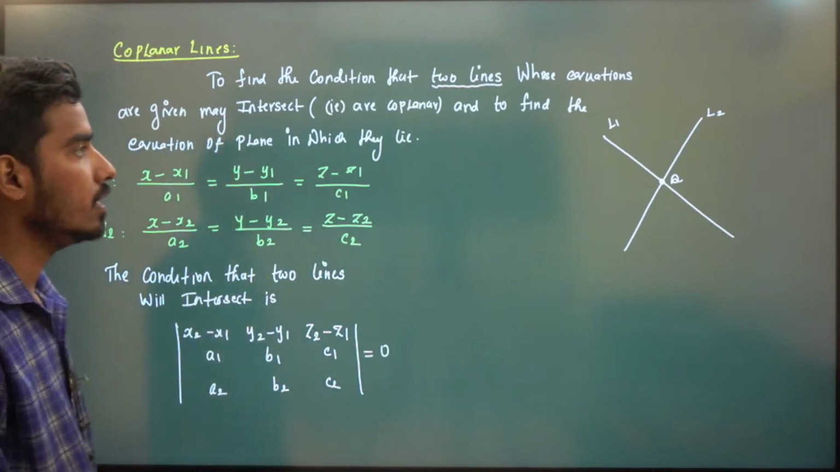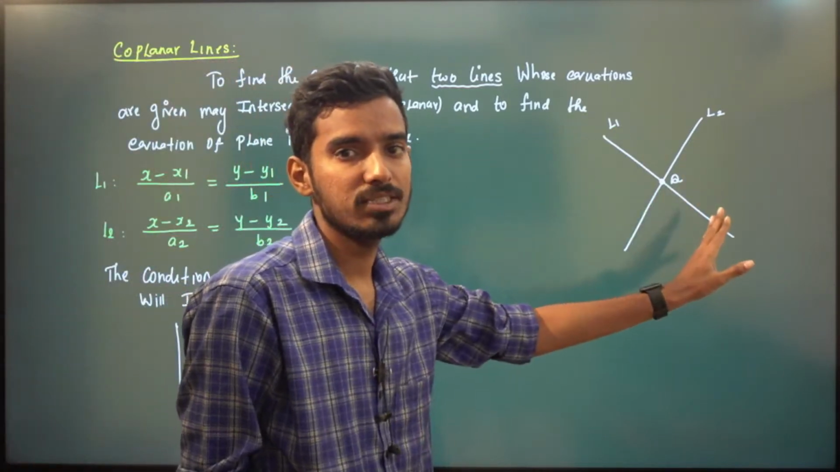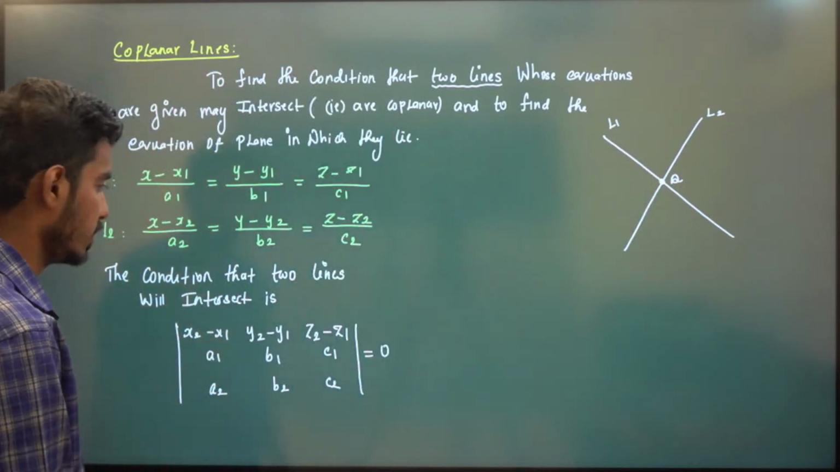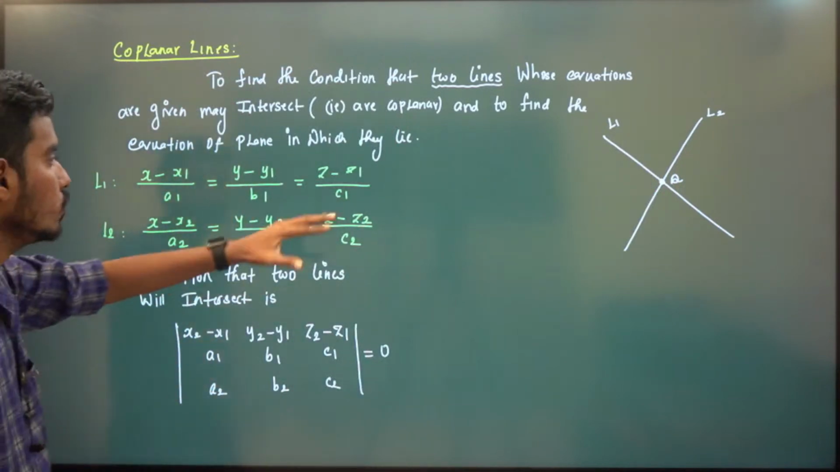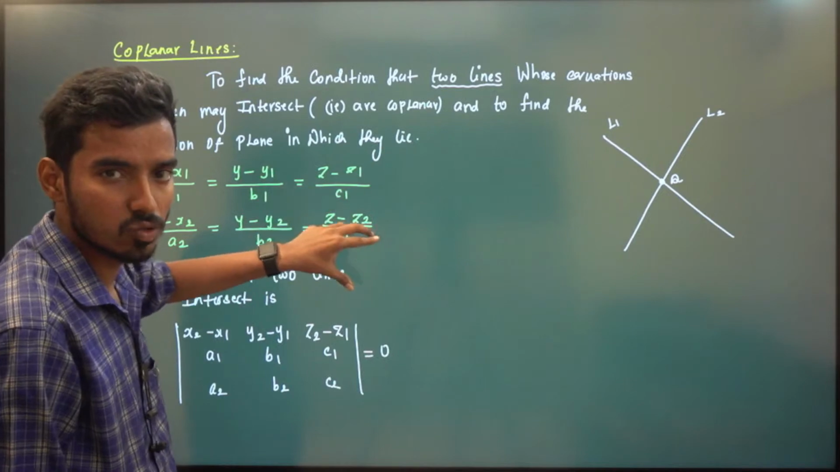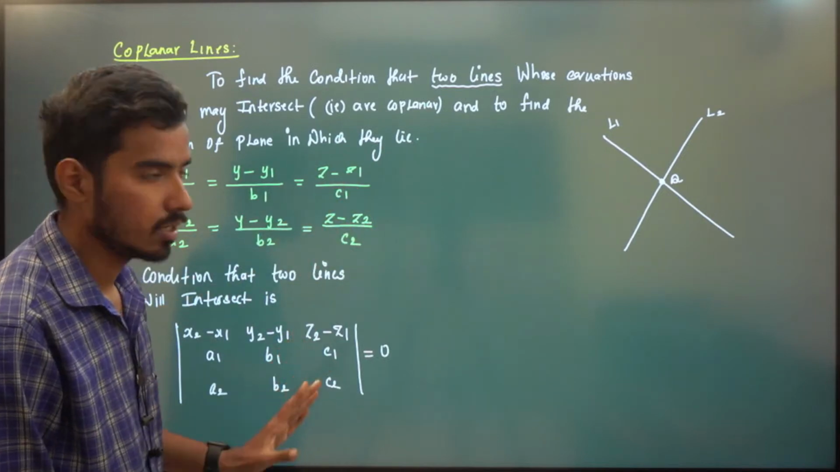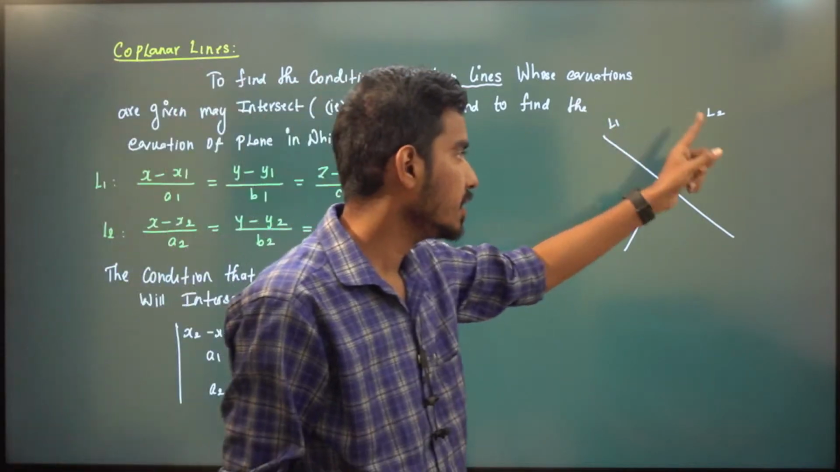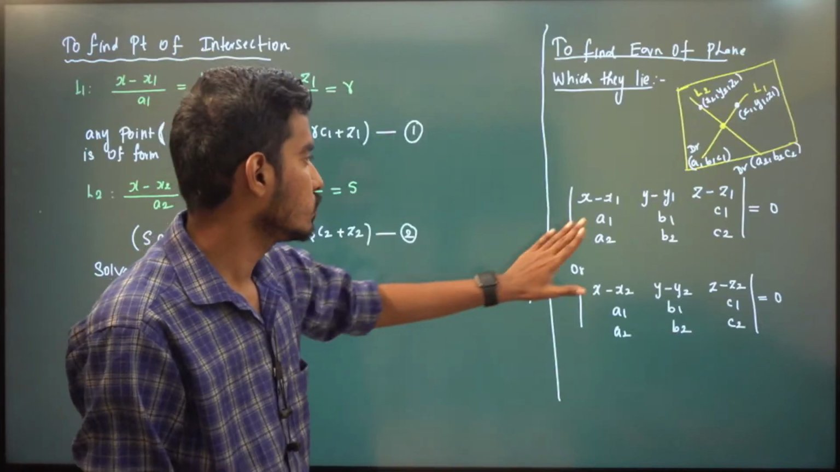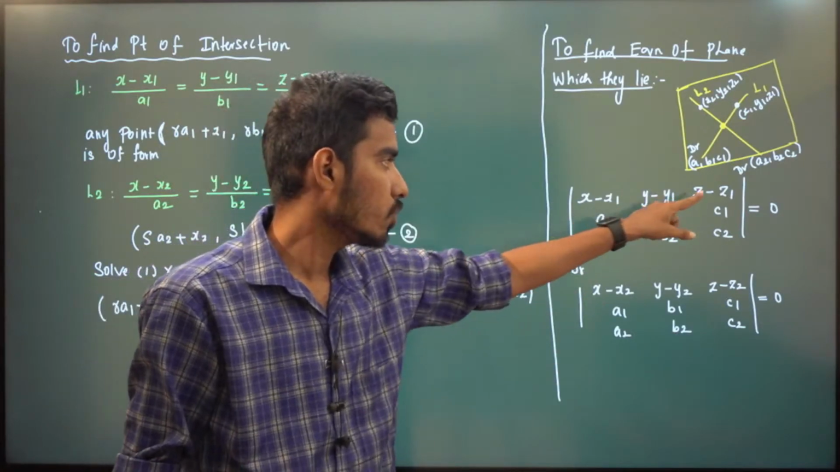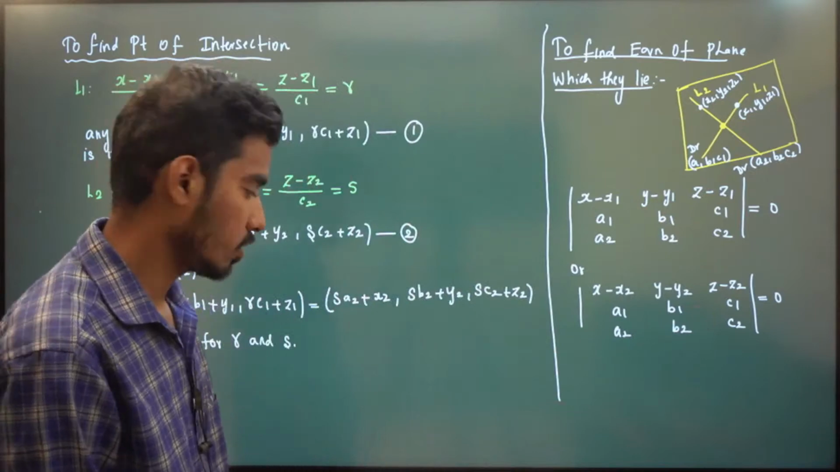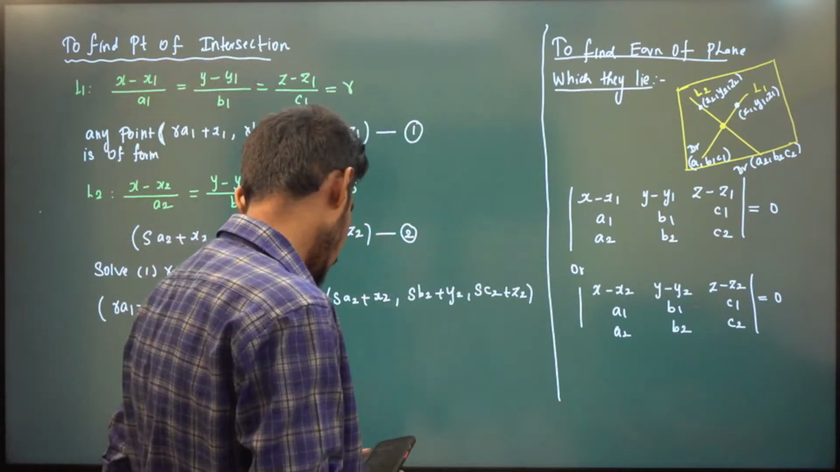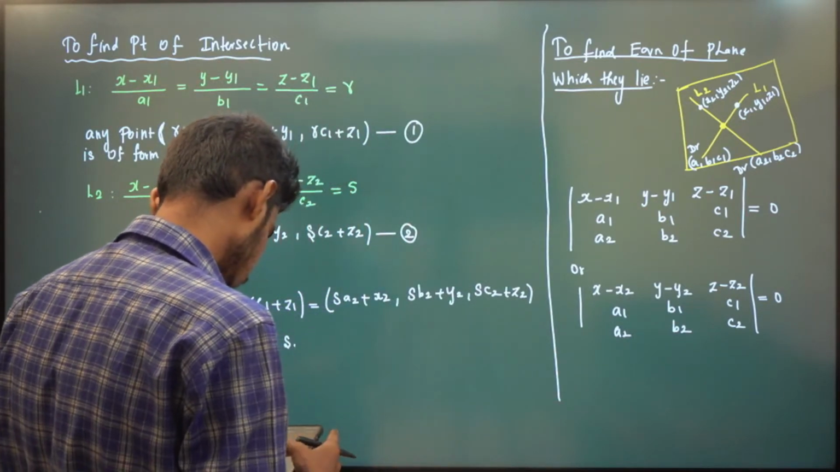The coplanar condition is nothing but the condition that the two lines intersect. To find the point of intersection, you equate this to R, equate this to S, and solve for R and S. That's it. Now to find the plane in which they lie, you just make use of this formula. You can either take x1 y1 z1 or x2 y2 z2, right? Okay. So now we'll move on to problems.